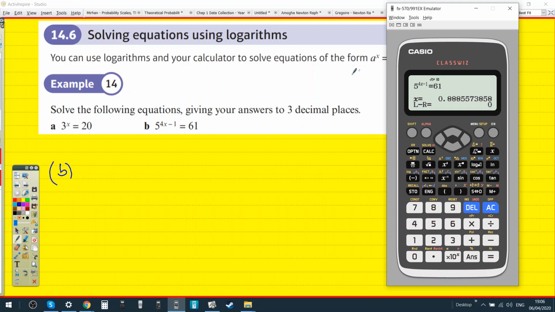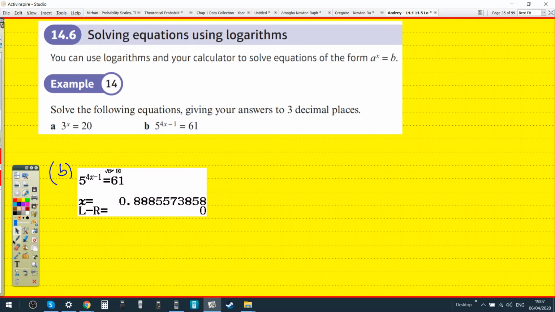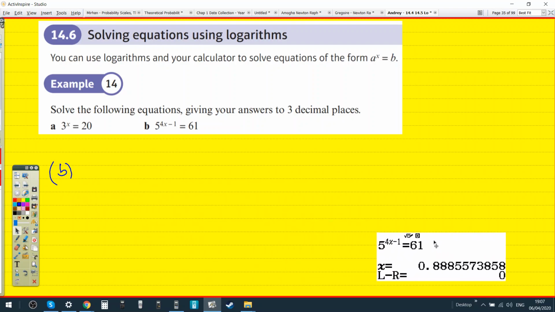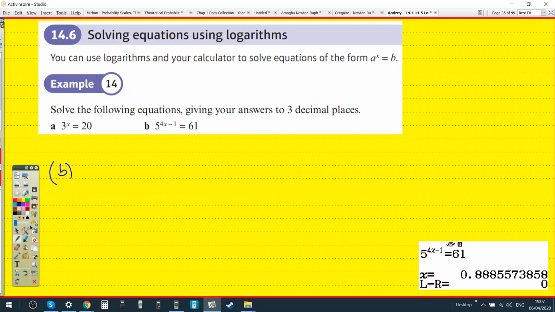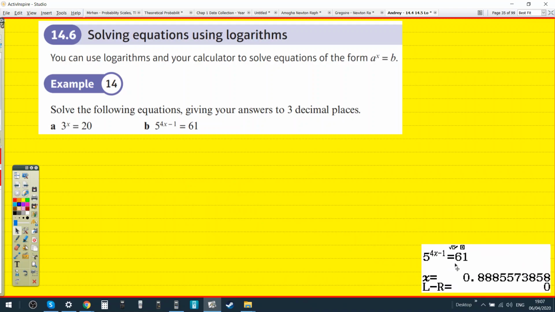0.888557. No, it's not. Did you do log of both sides or something? Yeah, I might have done it wrong. I put in log 5 and then bracket 61. Sorry, when you said you were going to put it in your calculator, I thought you meant you'd put the whole question in your calculator. I didn't realize you'd try to solve it. I just literally copy and pasted the whole question in. Yeah. So right, we'll try doing it properly.